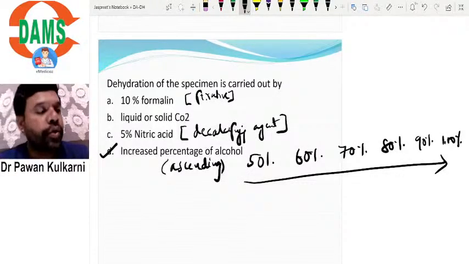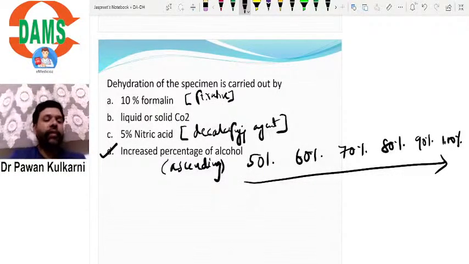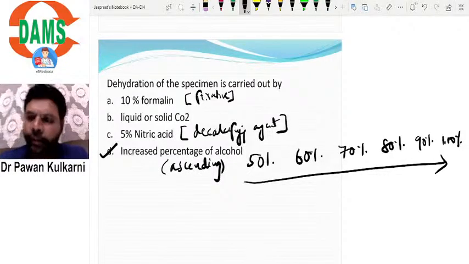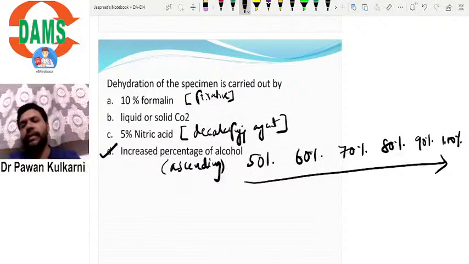I hope all of you have got some basic idea of how to answer the MCQs. The best way is always to have a sound basic knowledge of the subject, then start solving the MCQs. Don't directly solve the MCQs. First go through the theory part. Follow the notes, follow the textbook, whatever it is, and then start solving the MCQs.